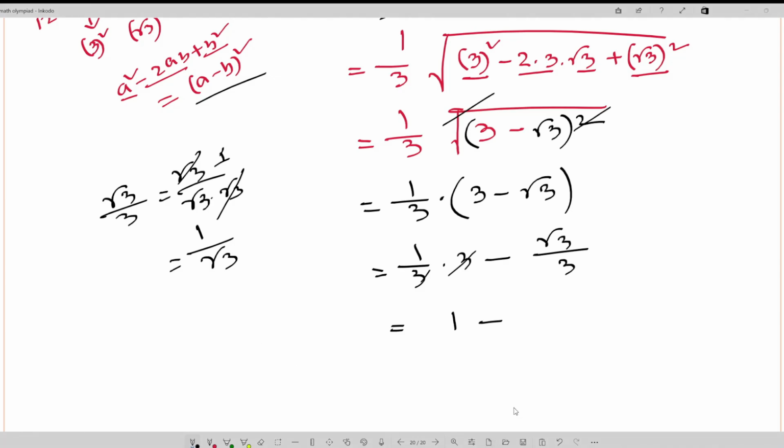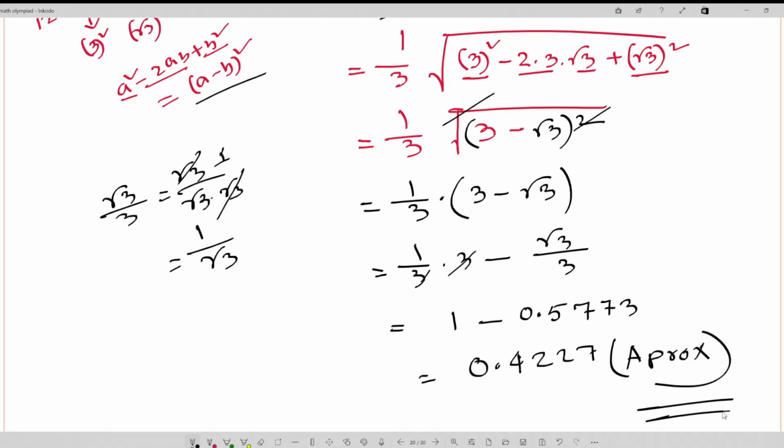So what does 1 by root 3 mean? 1 divided by root 3. So it means we can write what? 0.5773. So our answer is approximately what? Approximately we can write like this, 0.4227. It is approximate, and this is our answer.